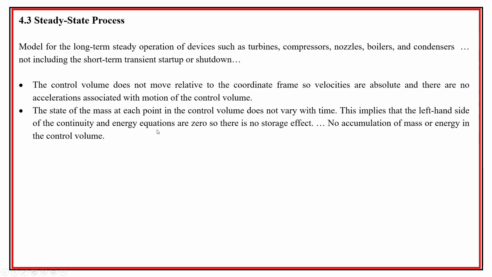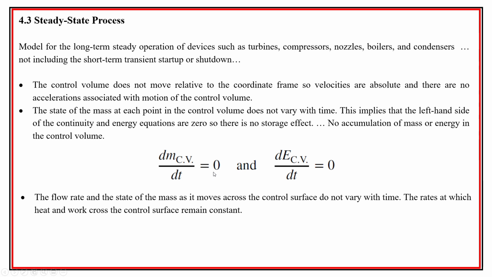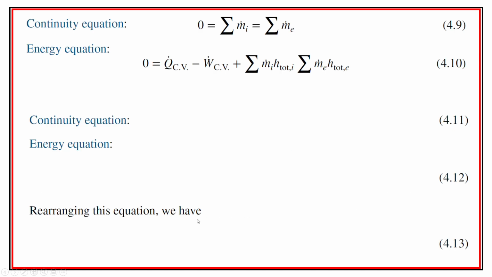Right? Well, and the energy equations, both the continuity equation and the energy equations. Usually the stuff on the left-hand side is the stuff about accumulating or deteriorating, and it stays the same. And so this right there, that's the equations that state that. And the flow rate and the state of the masses as they move across the control surface do not vary, right? So things can enter and leave the control volume, but the rate at which they do stays steady. And that includes also the heat and work crossing the control surface, which remain constant.